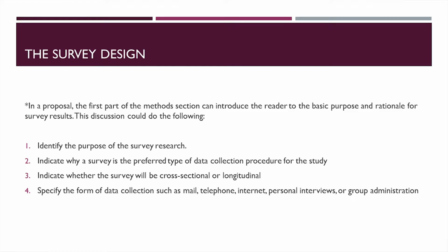When writing a research methodology using a survey design, you can begin this research chapter with a basic purpose and rationale for the survey. This discussion would identify the purpose of the survey research, indicate why you used a survey for your data collection, talk about whether or not the survey will be cross-sectional or longitudinal, and finally, specify how you plan to collect the data. This could be by email, telephone, mail, personal interviews that ask participants to rank things, or even through group administration, such as you asking a principal to distribute the survey to teachers underneath them.